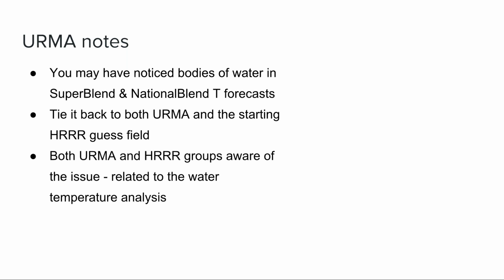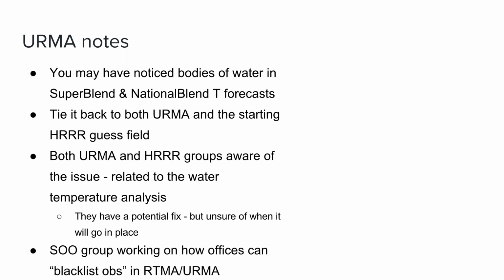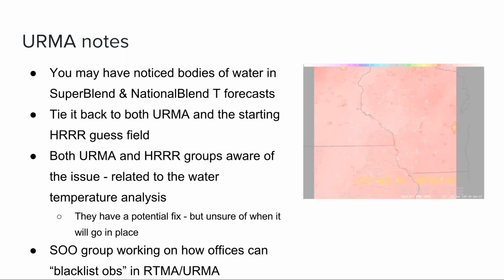Both the RTMA and HRRR groups are aware of this issue. A lot of feedback was pushed to the group, and in fact, both, again, this is the EMC as well as the RTMA. So there is a potential fix. I'm not sure when it's going to get into place, but just know that there's something being worked on there. Additionally, I saw this yesterday or today that there's a SUE group working on how offices can blacklist obs in the RTMA. So hopefully we'll see that coming in the near future, because I know we'd like to be able to do that from the field.